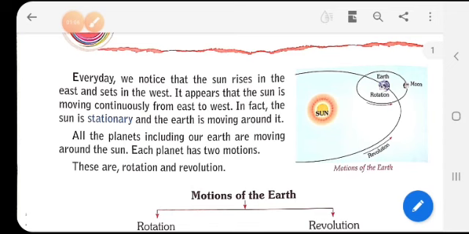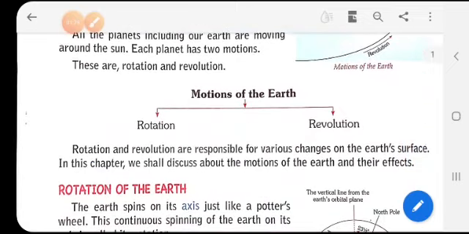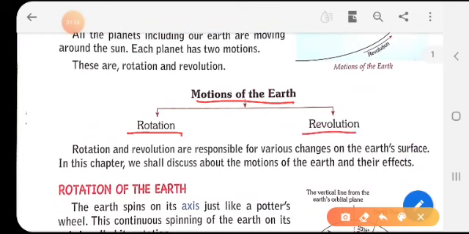Each planet has two motions. So what do we see? That all the planets along with the earth, they move around the sun. Now each planet has two motions. Now let's learn what these two motions are. So motions of the earth are rotation and revolution. So these are the two movements of the earth.